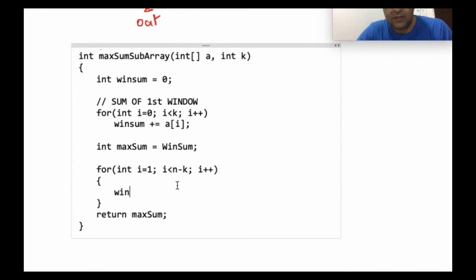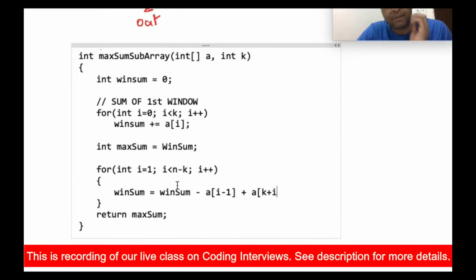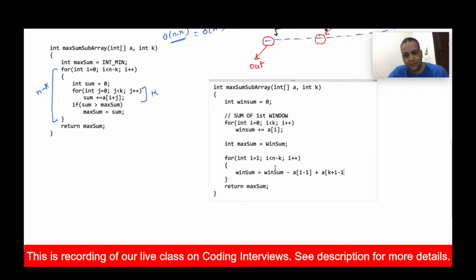The sum of the window will be equal to the sum of the previous window minus a of i minus 1 plus a of k plus i minus 1.